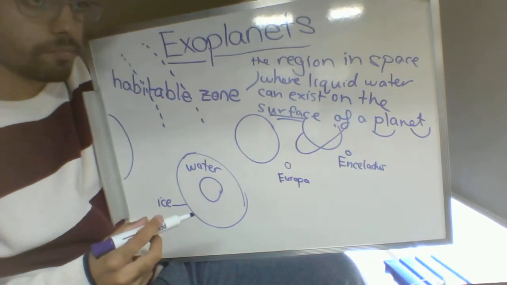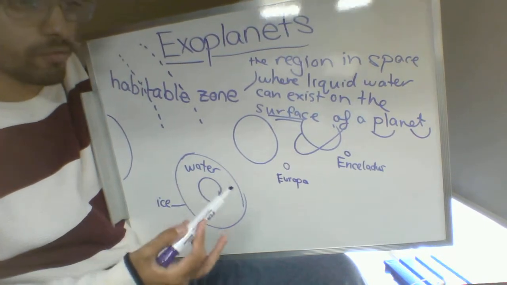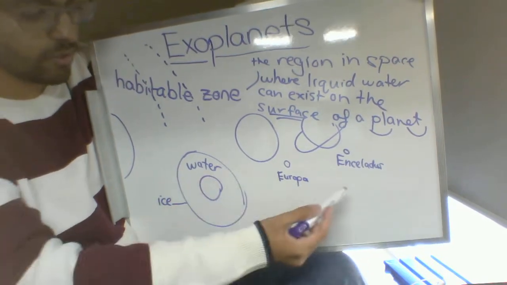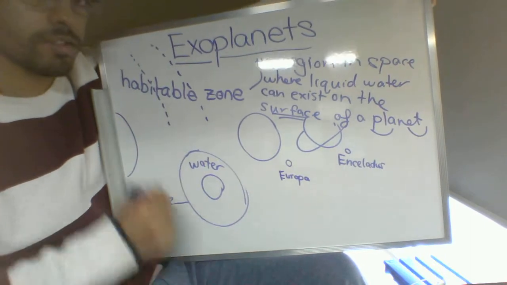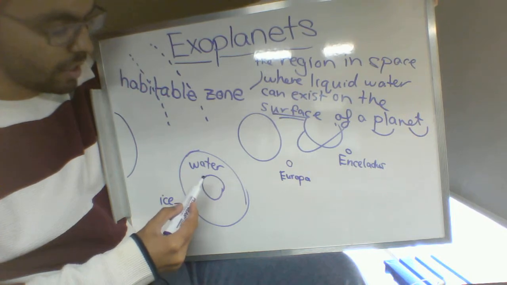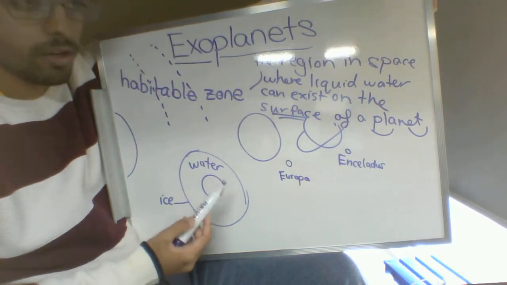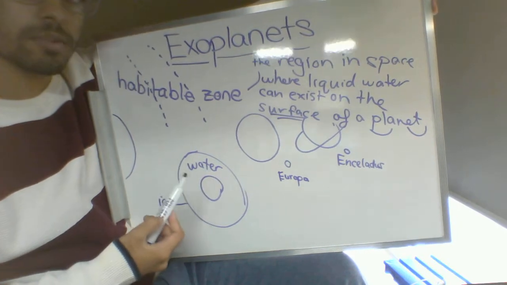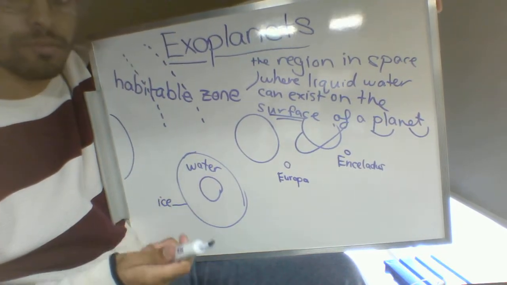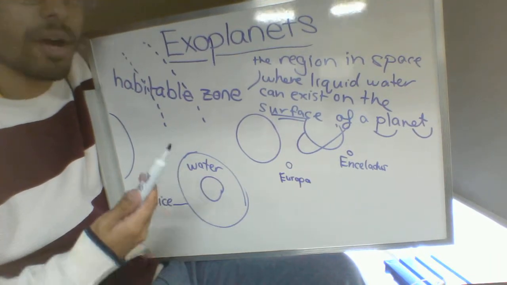And basically that water is protected from the freezing cold space, because it's so far away from the sun, by this shell of ice on the outside. And it's possible, since there's liquid water, it's possible that there's microbial life there. Now, nobody's found any microbial life there yet, but it's a possibility.